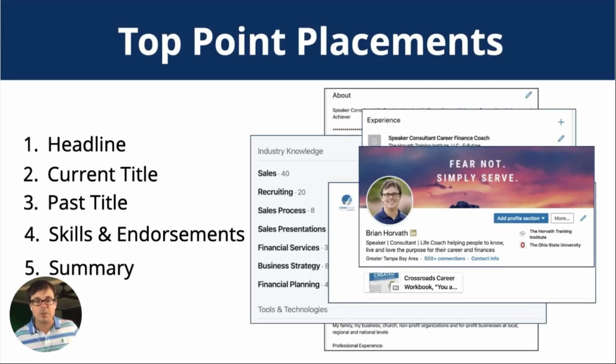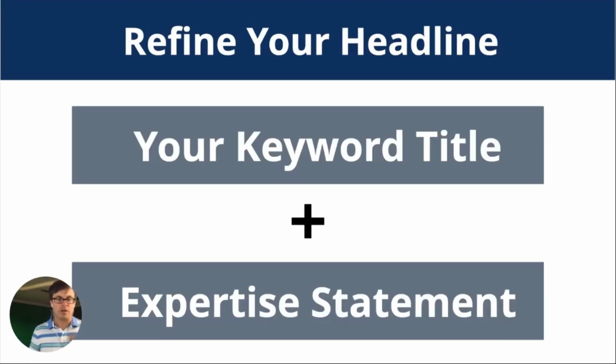In the top point placements, as it looks visually here, I kind of just took a little snapshot. My headline right there up top, my current title that's in there, it's kind of under experience up here, okay? And past title, skills and endorsements, and of course, like I said, the summary or the about section. That's where you're going to find most of the keywords you're going to focus on.